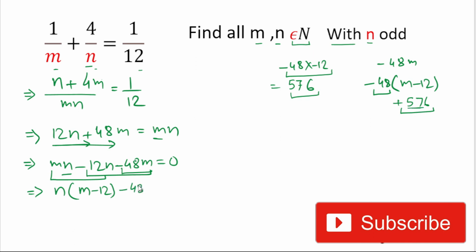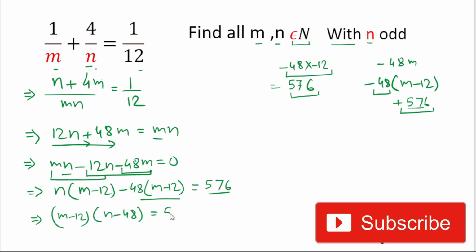Minus 48 we'll take common, and it will be m minus 12. On the left hand side we have added 576, so on the right hand side we'll also add 576. Now our equation is complete. Hope this is clear to everyone. Now we'll take m minus 12 common, and in another bracket there will be n minus 48, that is equal to 576. In the question they have mentioned that n is an odd number.